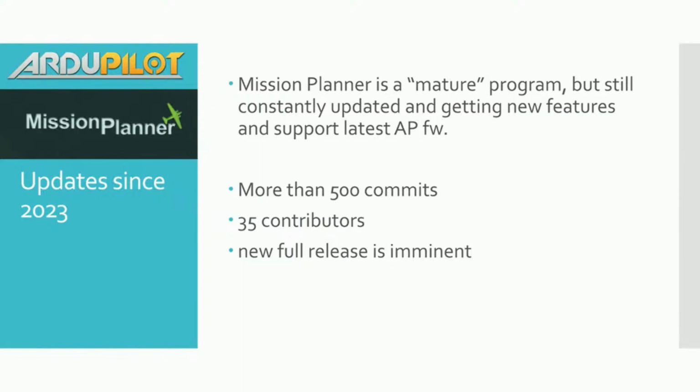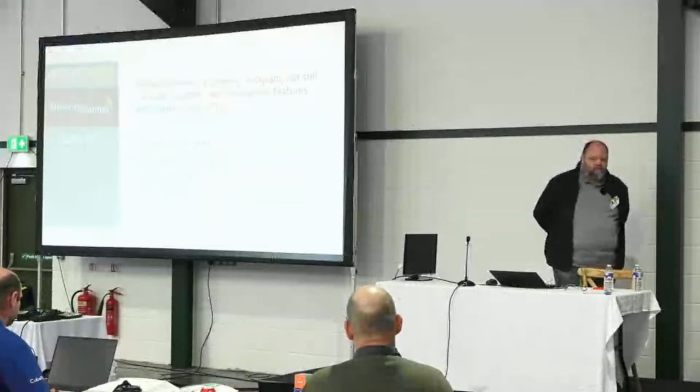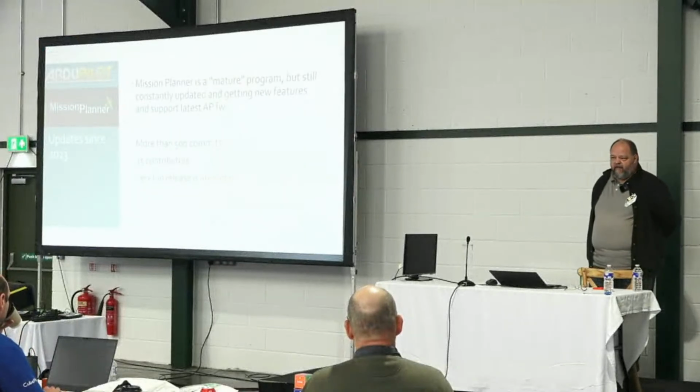What I'm trying to collect here are some updates since the last Mission Planner update, which was in 2023. First of all, Mission Planner is a mature program. It's been developed for more than 10 years, 12 perhaps. And yes, we know the user interface is outdated, but it will not be updated. No more April Fool's joke. But it's constantly getting updates, getting new features, and it always supports the latest Autopilot firmware. So besides MAVProxy, this is the go-to GCS software for Autopilot.